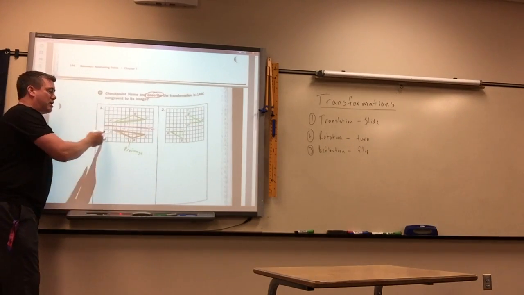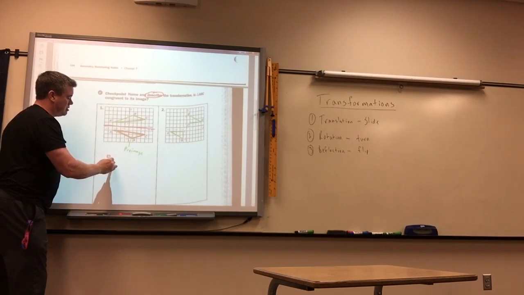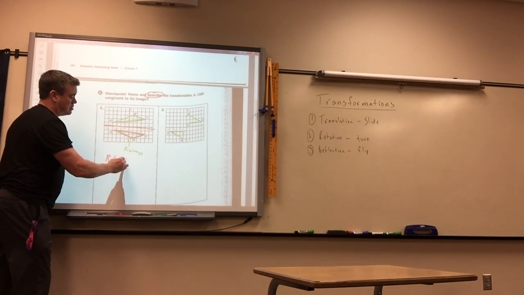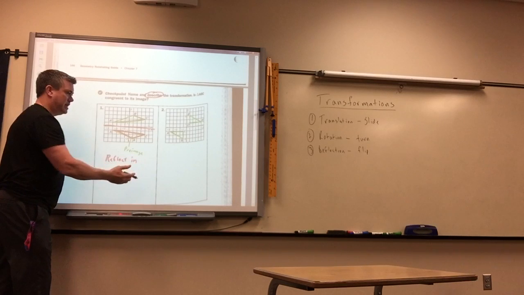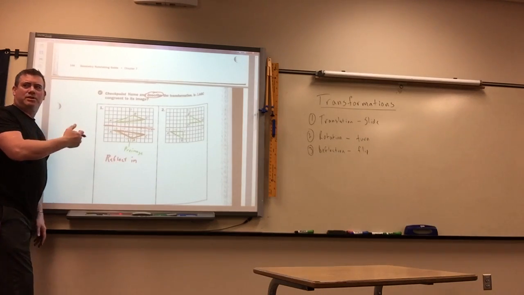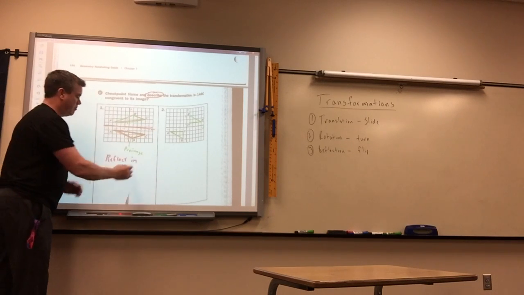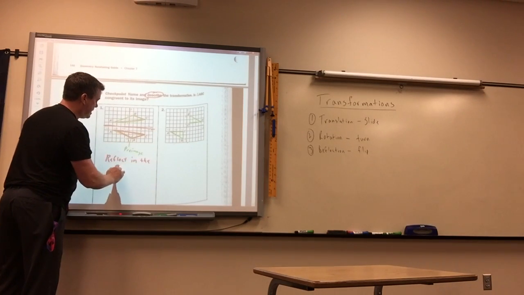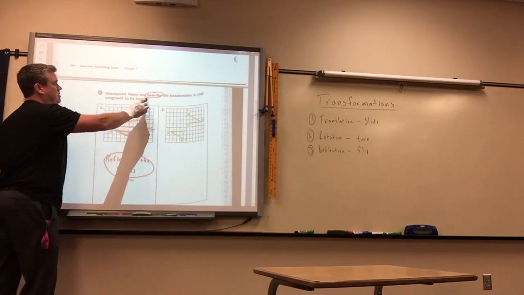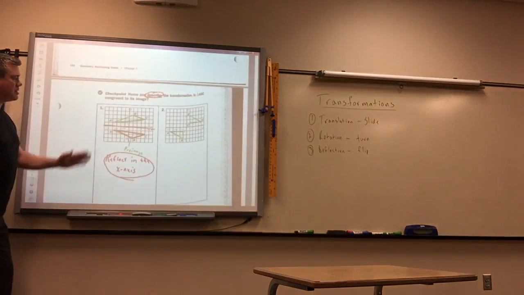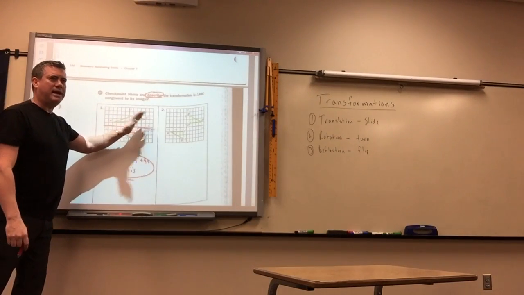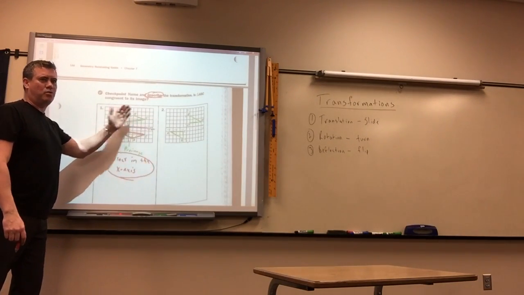So the way you describe this is it's a reflection, or you can just say reflect in. I don't know why they say in, I suppose it's because you look in a mirror, but it's the same thing as over the x-axis. That's how you describe it. So sometimes reflections go over the y-axis, so you just say reflects in the y-axis.